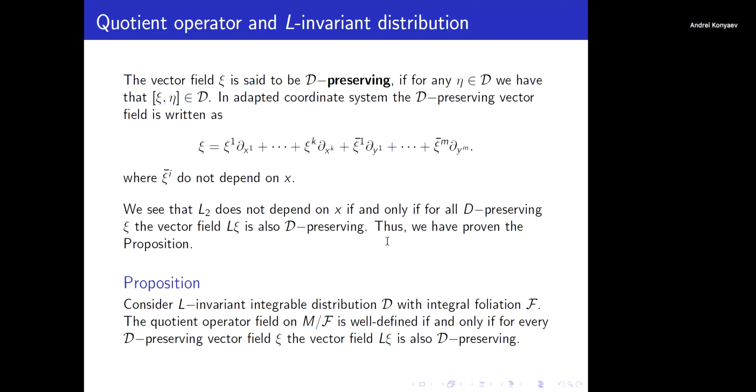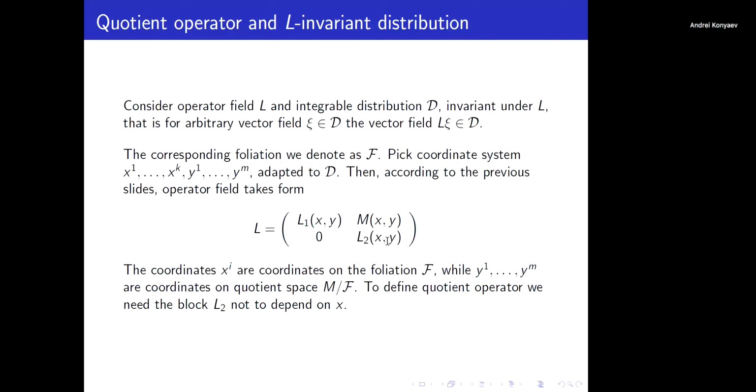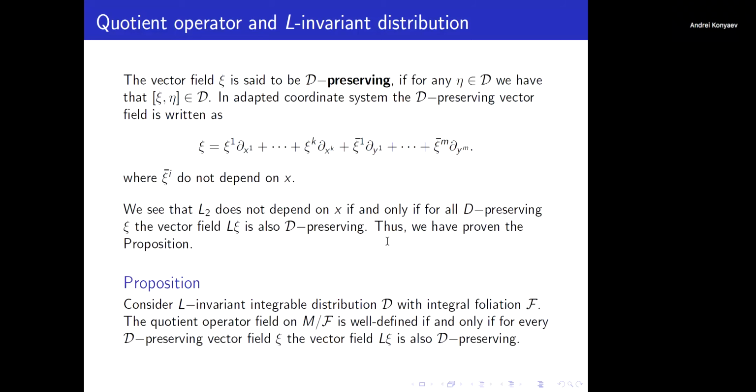Of course we do, but before proving that, we need a more invariant definition of what we said. We said that L2 should not depend on x, but we have chosen the adapted coordinate system, and that is okay, but we can change the coordinate system. We need to ask ourselves which coordinate changes are allowed and which are not. This is kind of complicated to formulate, so we will need a more invariant formulation.